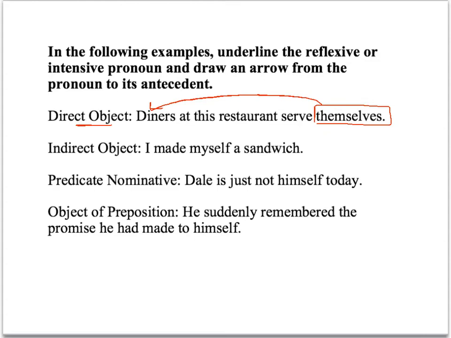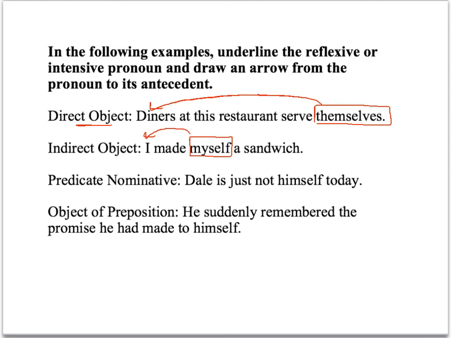I made myself a sandwich. Here, myself is functioning as an indirect object. It refers back to I. Since I and myself are referring to the same person, the reflexive form is again correct.